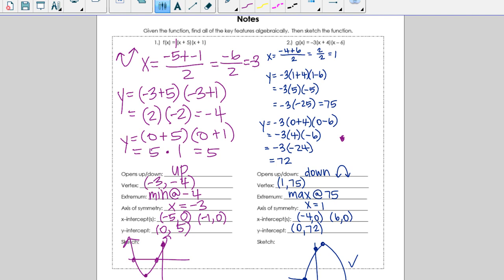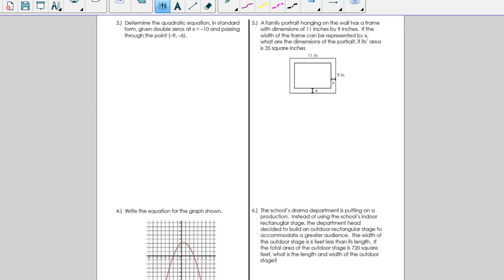So now, on the back, we have a couple different things. You're going to see your favorite picture frame problem is making a comeback. Okay, so just a couple things we're going to chat about. Number 3, I want to talk about wording in number 3. So this says determine the quadratic equation in standard form given the double zeros at x equals -2, I'm sorry, -10 and passing through the point (-9, -6).